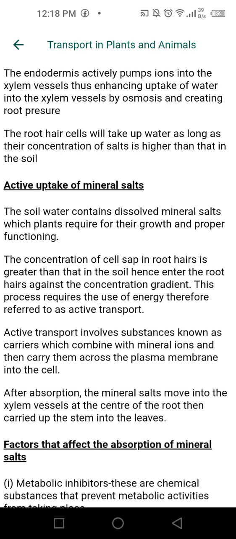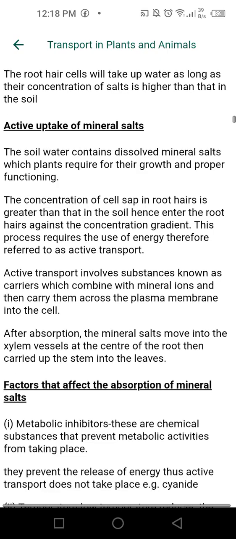Active uptake of mineral salts. The soil water contains dissolved mineral salts which plants require for growth and proper functioning. The concentration of cell sap in root hairs is greater than that in the soil, hence the salts enter the root hairs against the concentration gradient. This process requires the use of energy, therefore it is referred to as active transport. Active transport involves substances known as carriers which combine with mineral ions and then carry them across the plasma membrane into the cell. After absorption, the mineral salts move into the xylem vessels at the center of the root, then are carried up the stem into the leaves.